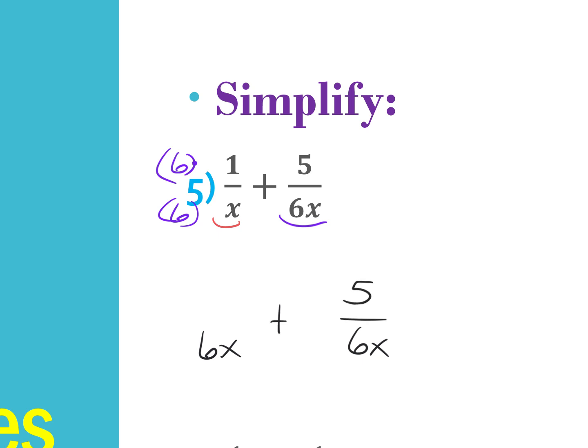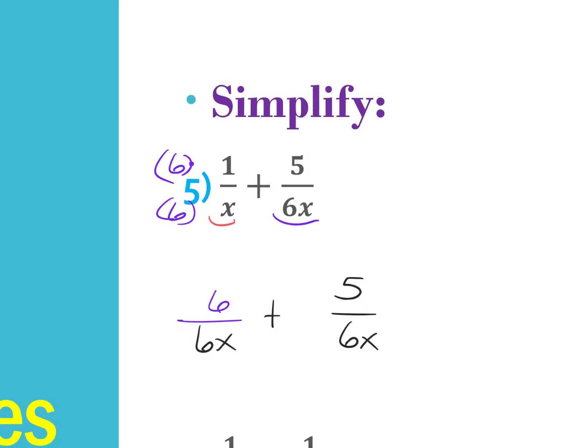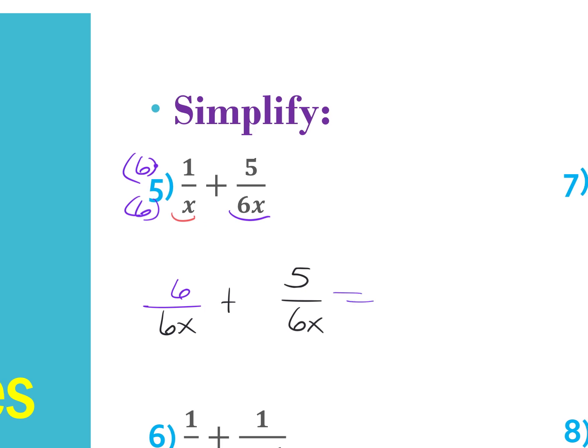Second fraction is good. It had the 6x, but the first one needed that 6, so I'm going to multiply 6 times 1. Now I'm going to add the numerator, 6 plus 5 over the LCD. 6 plus 5 is 11 over 6x.